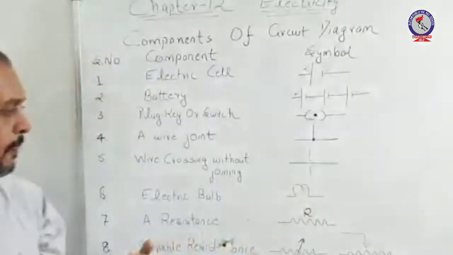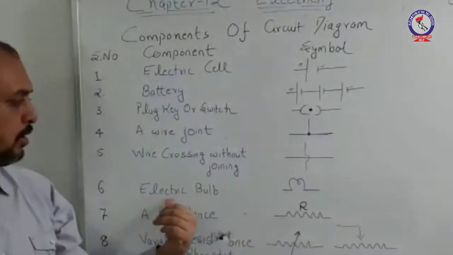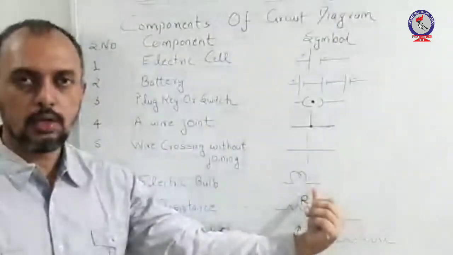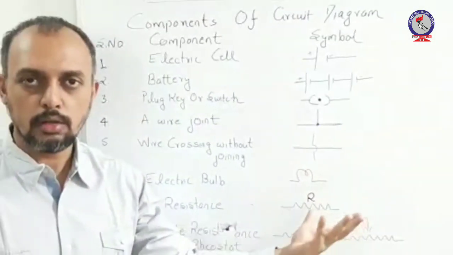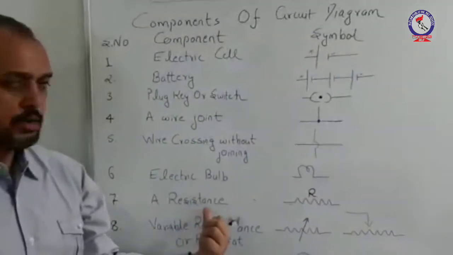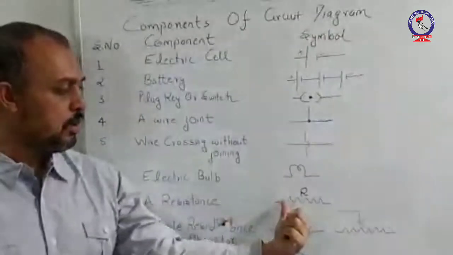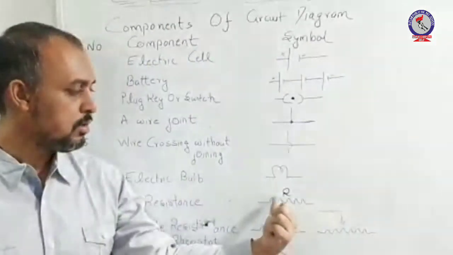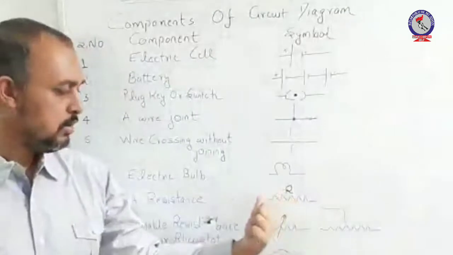Next component, electric bulb. A very simple symbol of an electric bulb is shown here. You should be very careful while drawing the symbol of such elements. Now, the most important, resistance. A simple wavy line represents a resistance, as resistance is represented by R.